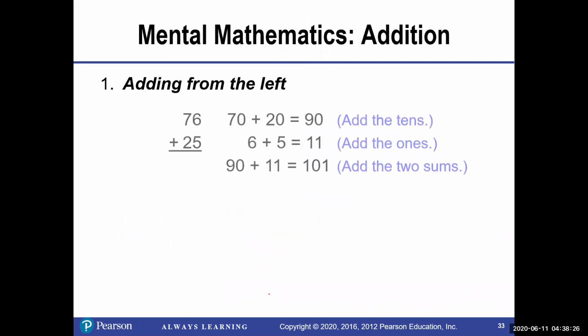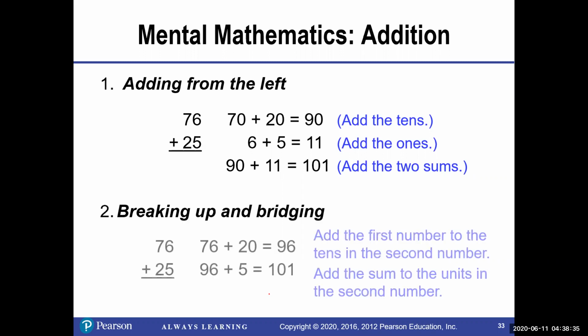Now we have adding from the left, okay? These are addition methods, mental mathematics computation methods, and then breaking up and bridging. So you break the numbers up and then you bridge them later, right? So here, adding from the left makes sense, right? So you add from the left. So 20 plus that, 6 plus 5, and then you bring them together.